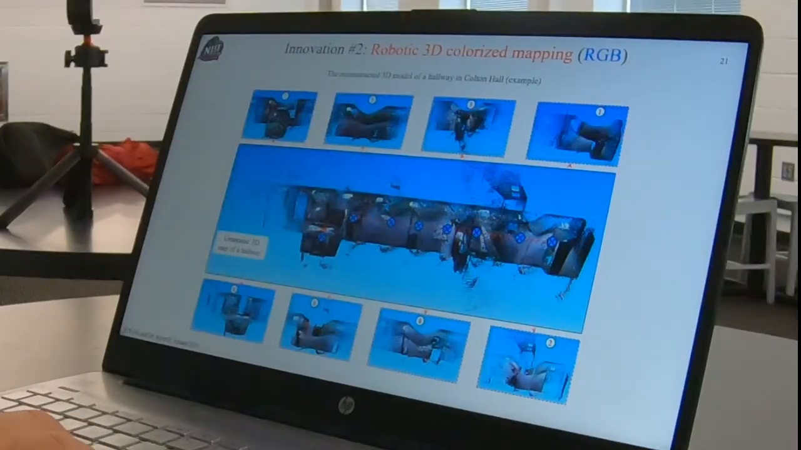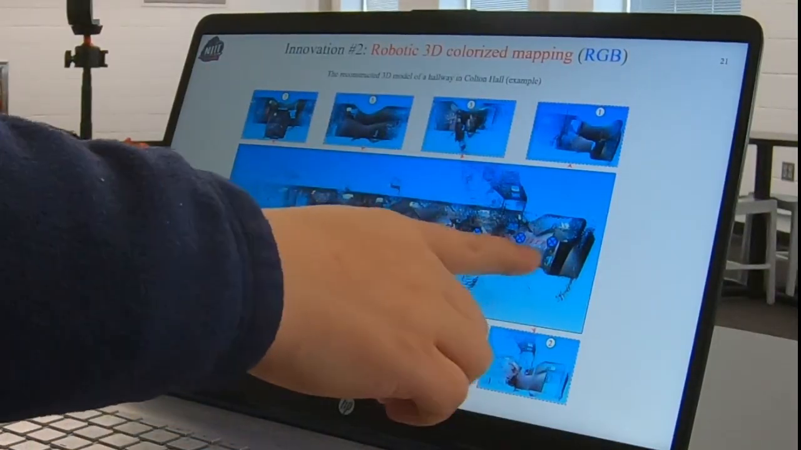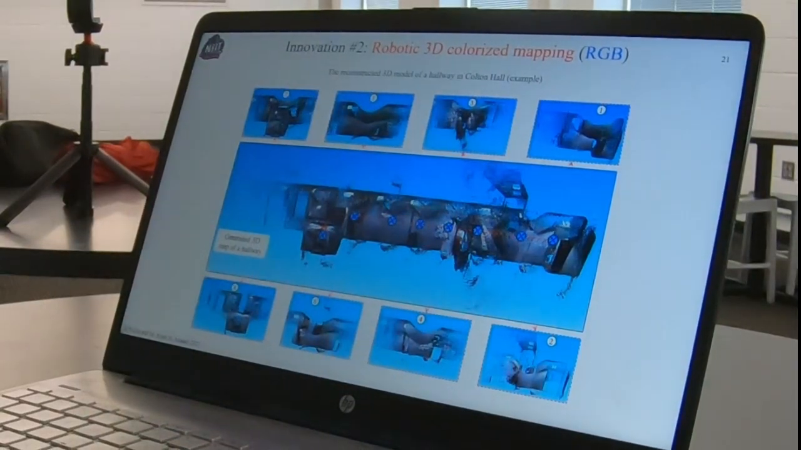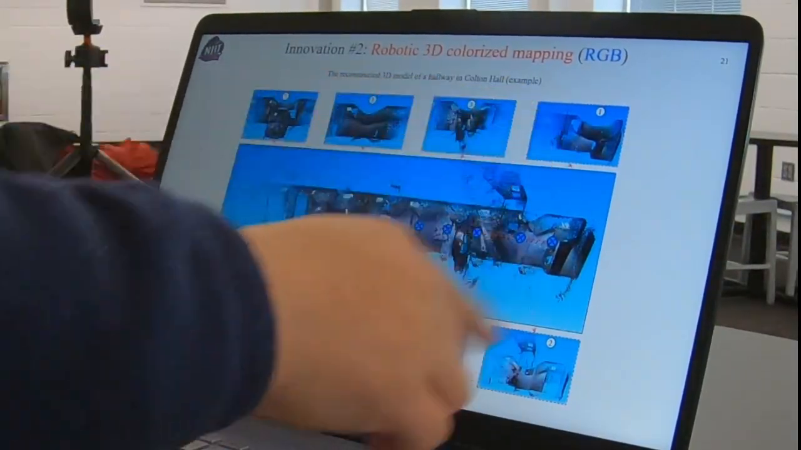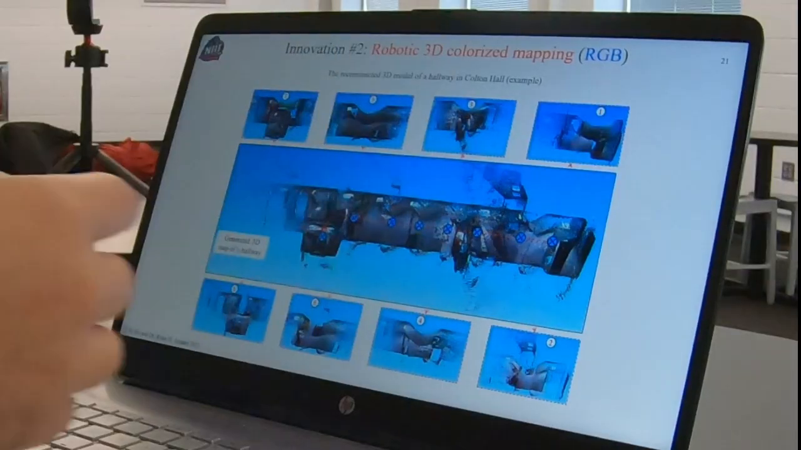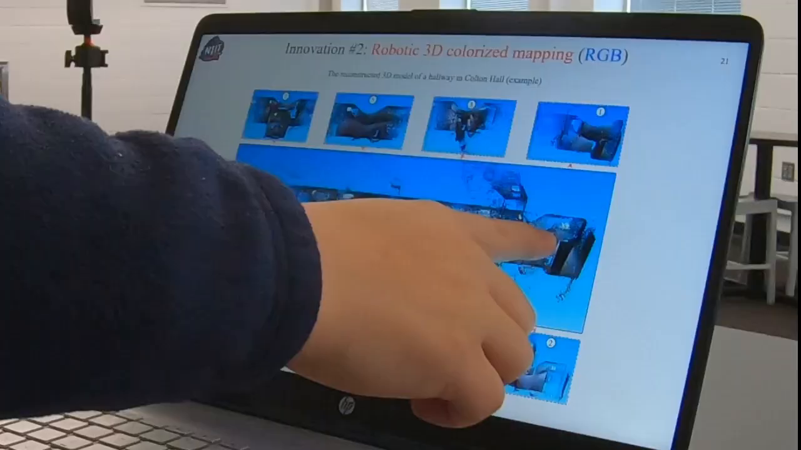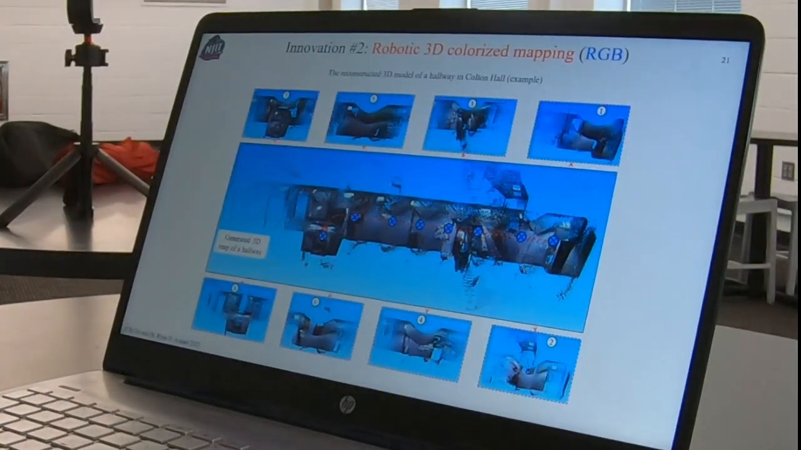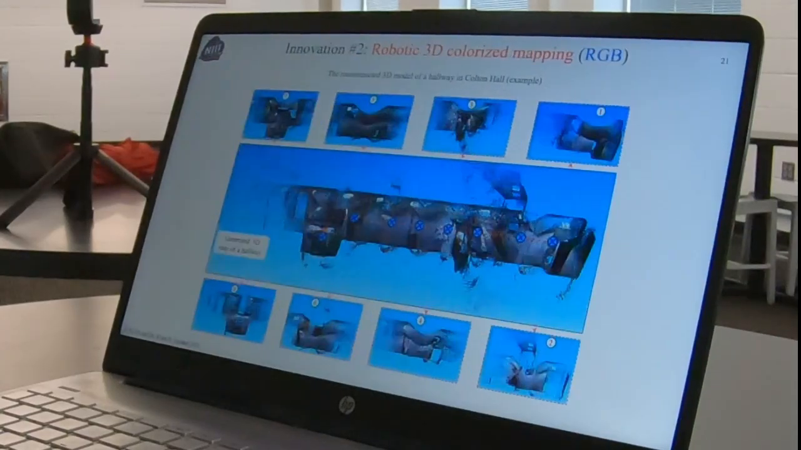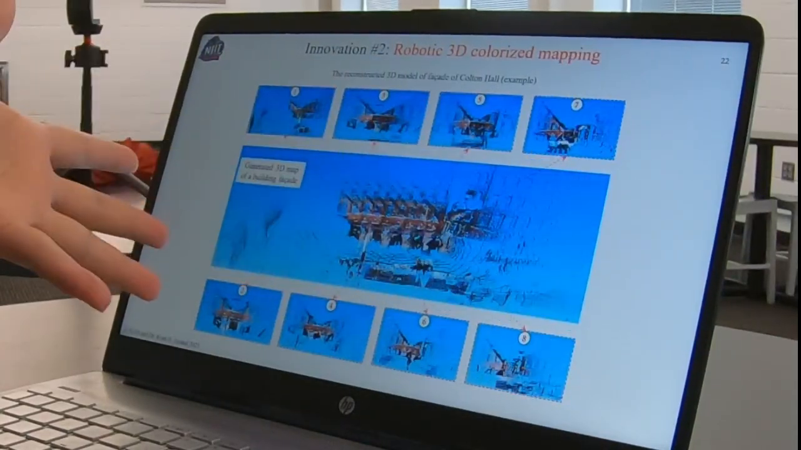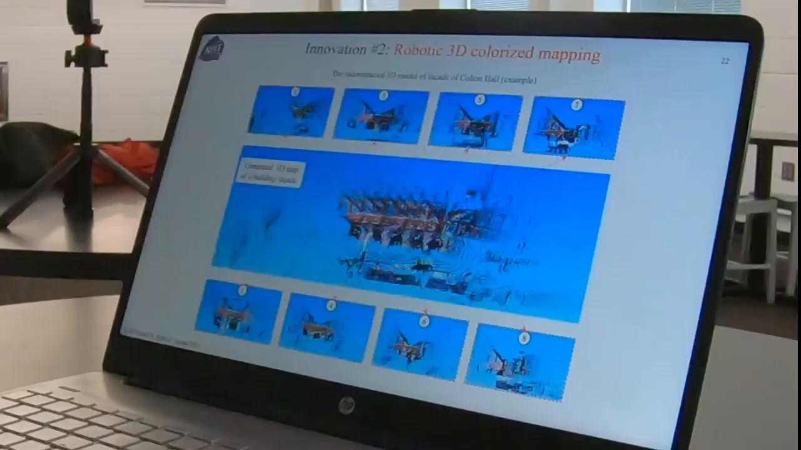So this is part of the hallway on the 3rd floor of Cotton Hall. You can see there are in total 8 frames. They were stitched together through point cloud registration. And you can see it's a bigger scale of 3D scanning. And that's for indoor. This is for an outdoor scenario, focusing on the facade of Cotton Hall, by the main entrance.